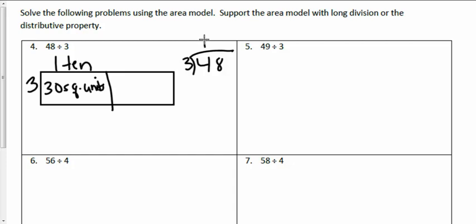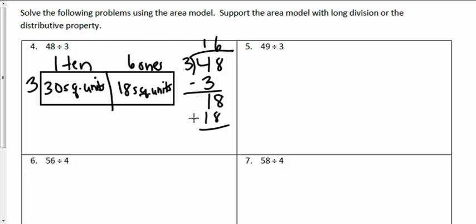I'm going to come over here and put a 1, minus 3, and that's going to leave me with 1 ten plus my 8 ones, which is 18. And let's see, 5, nope, 6. So I've got 6 ones. 6 ones times 3 is exactly 18, so it would not have a remainder this time. So this would be 6. 6 times 3 is 18. I would have no remainder.